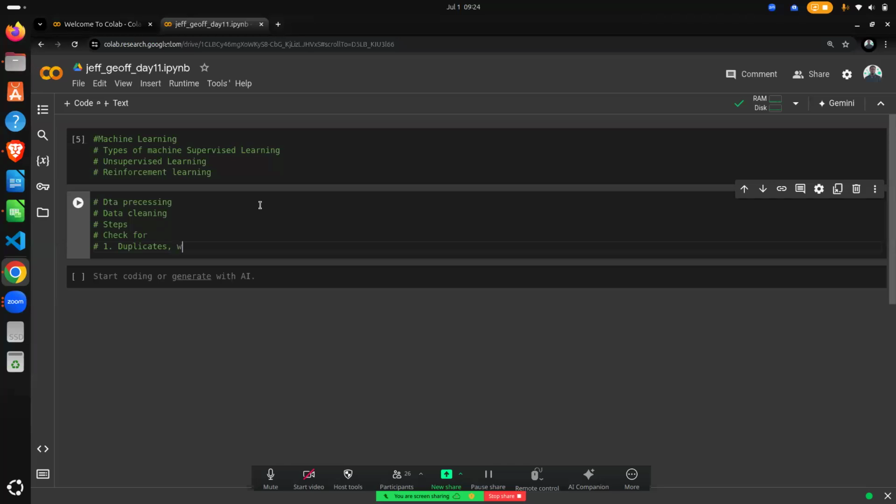Then you're going to deal with wrong format. And then you're going to deal with wrong data. And you're going to deal with empty cells. Sometimes we call them missing data.